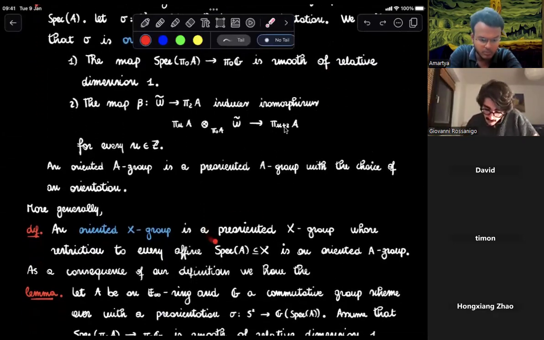When we have a preoriented X group, okay, this was the local definition. In order to globalize to general objects, we ask the condition locally. So when we have a preoriented X group, and we know that the restriction to every affine is an oriented A group, then we will simply speak about oriented X groups.